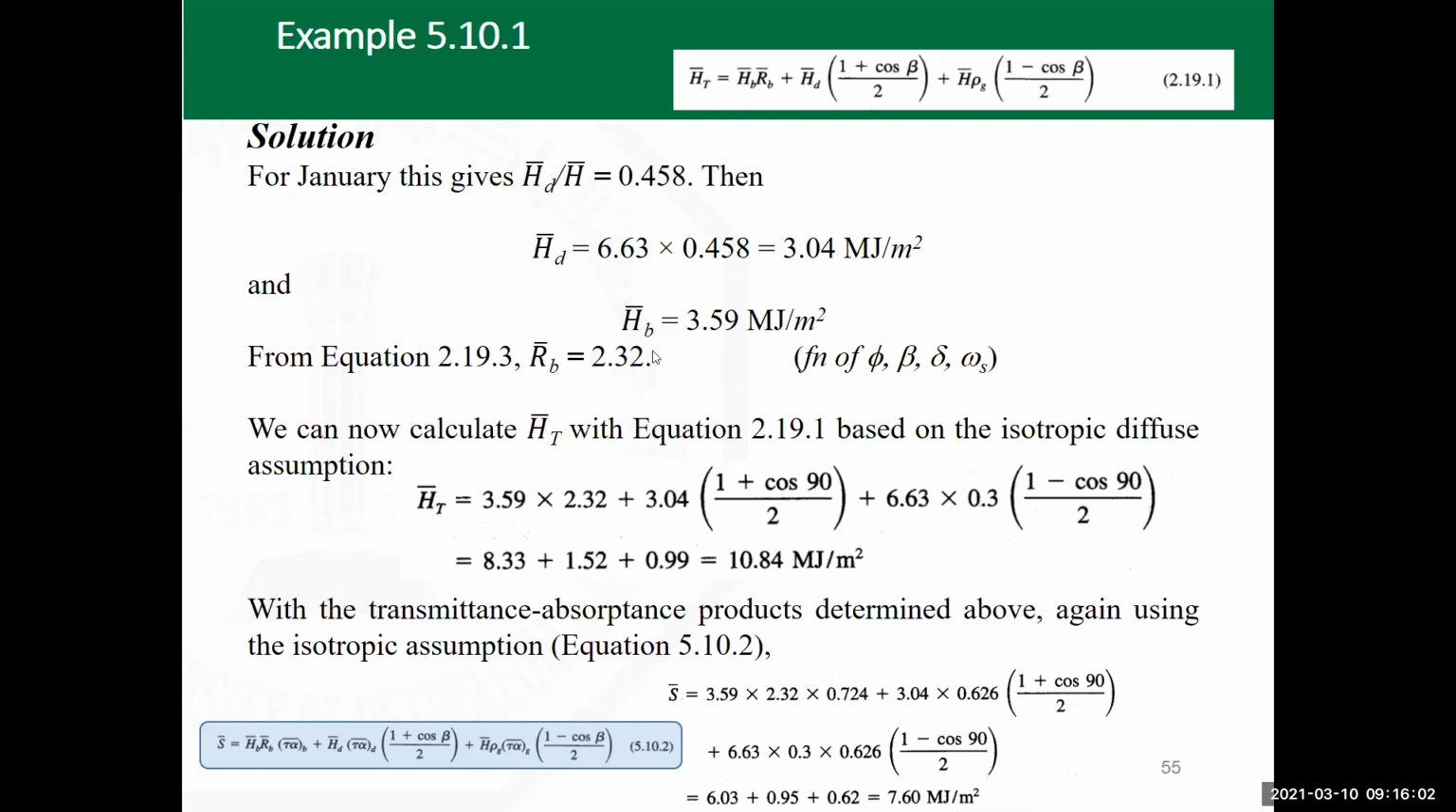In the previous example, 5.9.1, these values were given to us. If you remember, it was on an hourly basis, so we were provided with the values of IB, ID, and R. Here, they are not given, so we had to calculate them. This is why we had to go back to chapter 2 and come up with these expressions or the values.